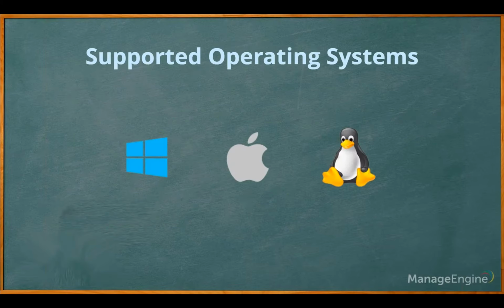So let's begin here. Supported operating systems. Desktop Central supports all the 3 major operating systems, that is Windows, Mac, and Linux. And of course, the remote control feature can be used for all the 3 major operating systems.